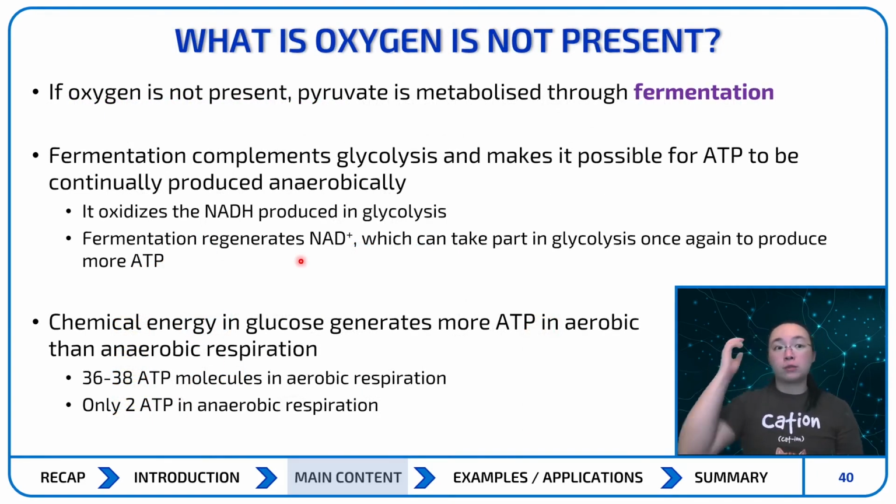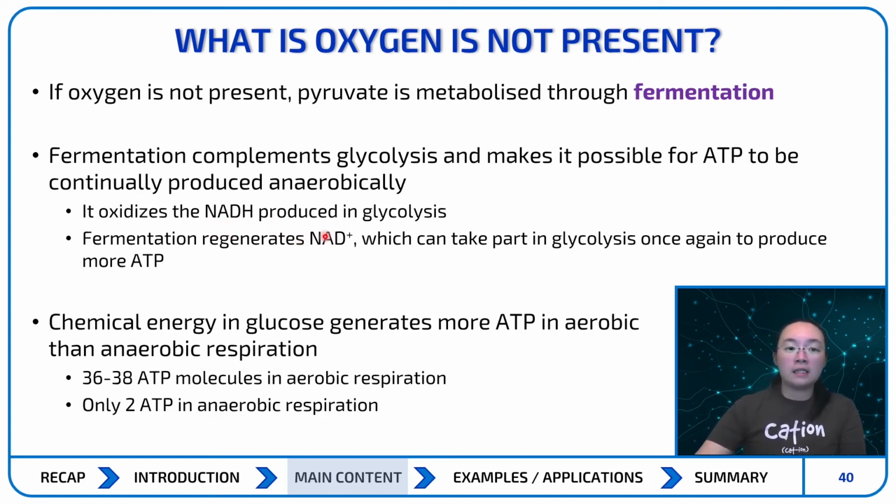So the question now is, what happens if oxygen is not present? If oxygen is not present, we can still use pyruvate, but metabolize it through fermentation or through lactic acid formation. Fermentation complements glycolysis and makes it possible for ATP to be continually produced anaerobically. What happens that's different is that it oxidizes the NADH produced in glycolysis. The fermentation regenerates NAD+, which can then take part in glycolysis again to produce more ATP.